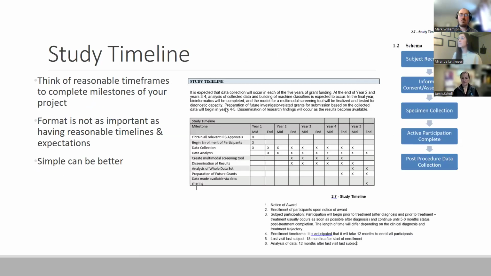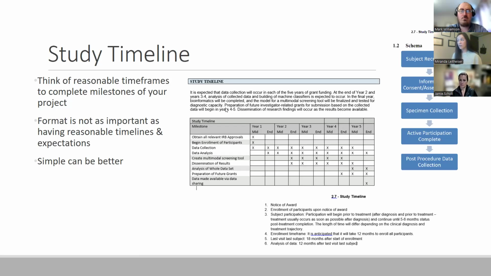Study timeline. This one can be very different depending on your type of study. You'll want to think of the reasonable timeframes to complete milestones of your project. So how long do you think it'll take to recruit? What study activities will your participants have to follow? When will the study be done? And you can even include information about data analysis and dissemination. The format is not as important as having reasonable timelines and expectations, and make sure you detail those explicitly.